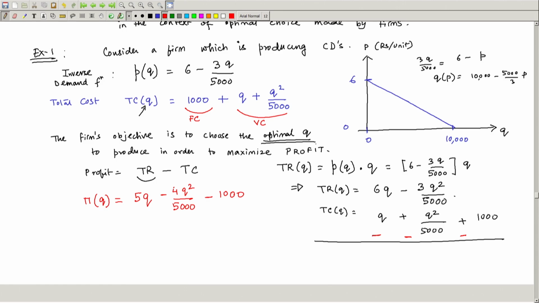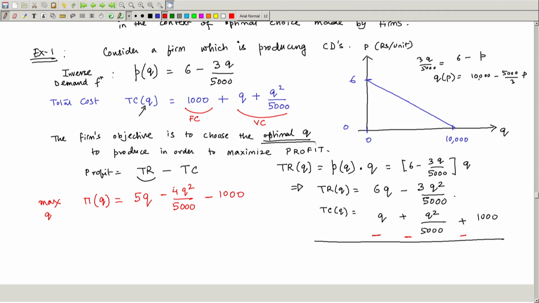So, what we have done is we have used information about the inverse demand curve, we have computed the total revenue, and we are already given the total cost. Subtracting the total cost from the total revenue gives me my profit function. And notice this profit function is nonlinear in Q. If I plot this, it is going to be an inverted U function, and our objective is to maximize this function by choosing the optimal Q.